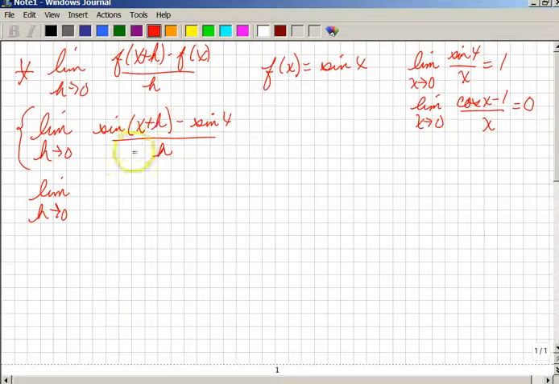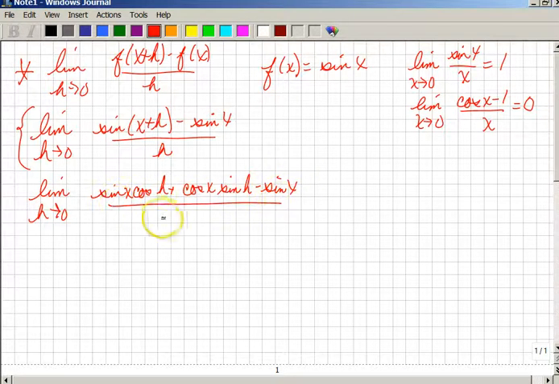The sine of x plus h is a sum of angles identity, and that goes like this. The sine of x plus h is the sine of x cosine h plus cosine x sine h. So we just expanded that first part by using that identity, minus the sine of x is still on the end over h.